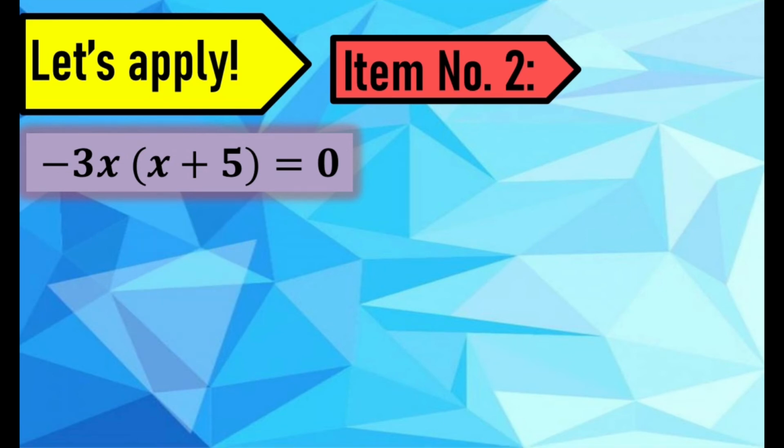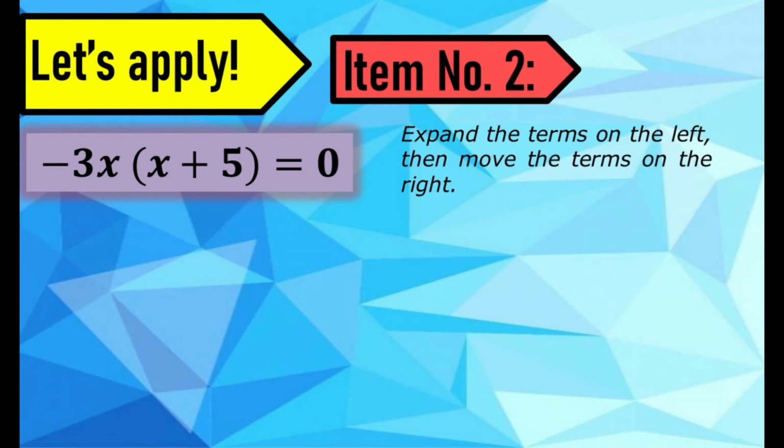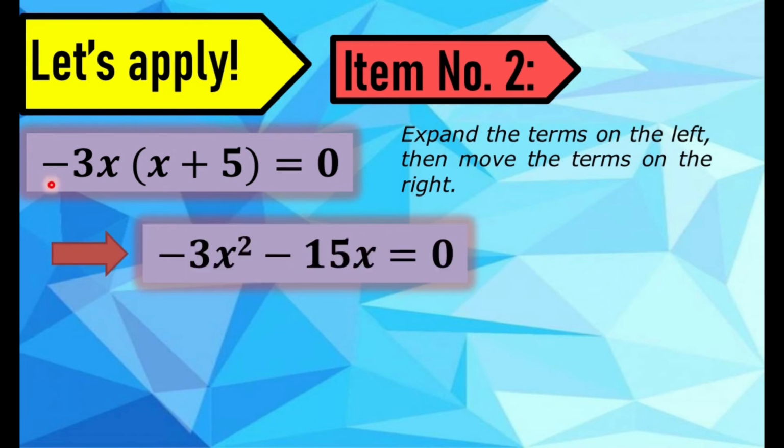Alright, time's up. It's now time to check your answers. Okay, with respect to our given, what we're going to do is expand the terms on the left, then move all the terms on the left to the right side of the equation. First, we're going to expand. Negative 3x times x is equal to negative 3x squared. Negative 3x times 5 is negative 15x, is equal to 0.